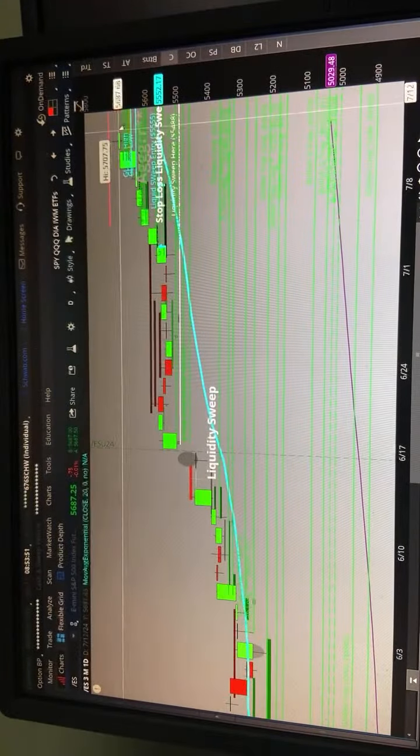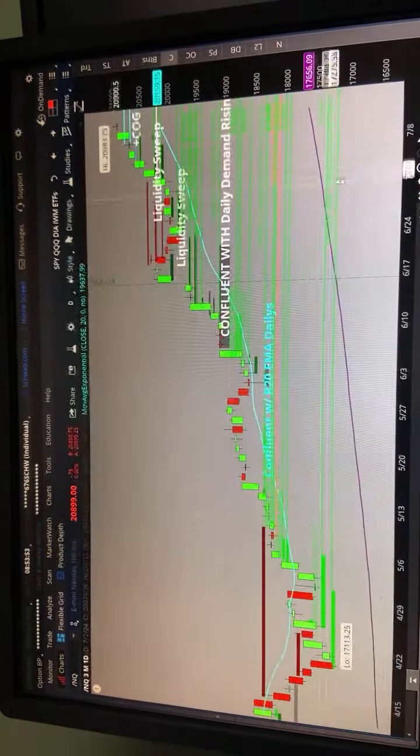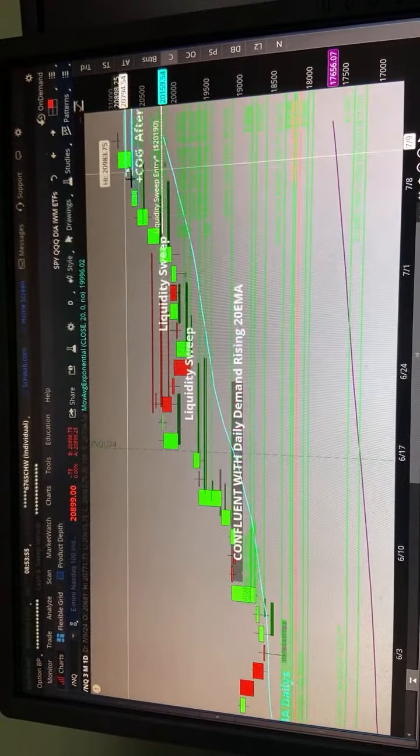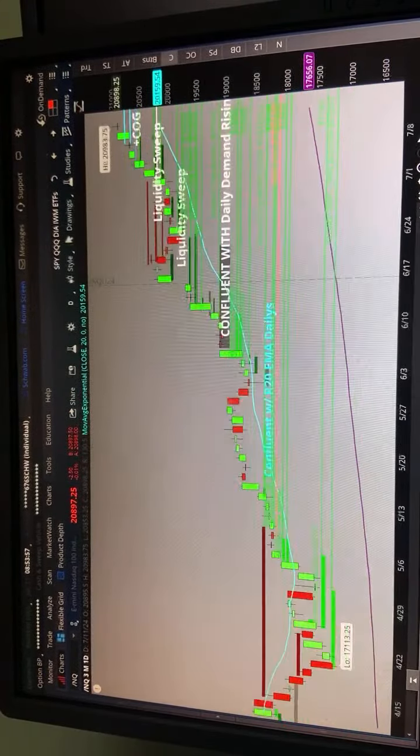If I had more time, I'd speak more about that. I could say the same thing for NASDAQ. This is the NASDAQ futures. Clearly an uptrend here. Got the 20-period moving average just as a guide.